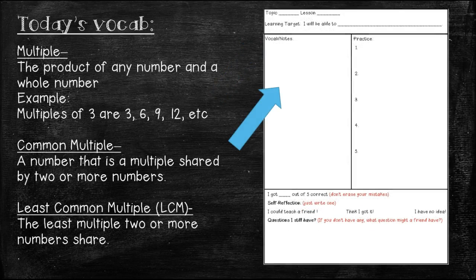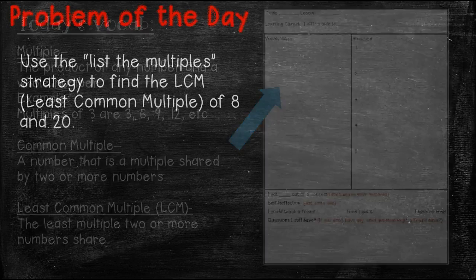Here are some vocabulary words for the day. Our first one is multiple. That means the product of any number and a whole number. An example would be multiples of 3 are 3, 6, 9, 12, keeps going and going and going. A common multiple is a number that is a multiple shared by two or more numbers. And least common multiple, sometimes we'll talk about the LCM. Well, the least common multiple is the least multiple that two or more numbers share.